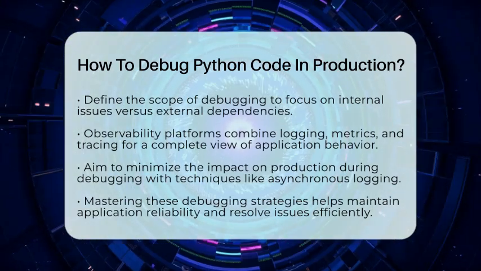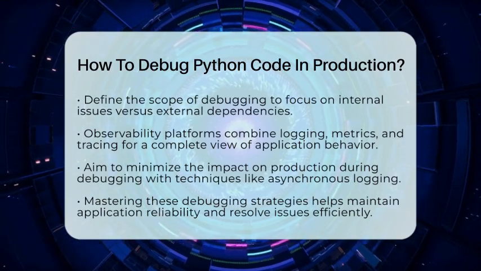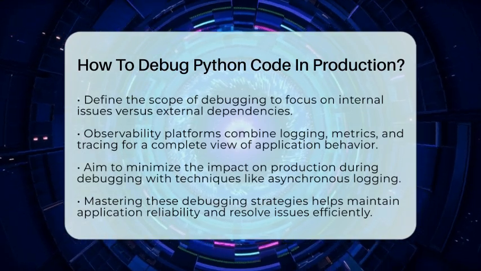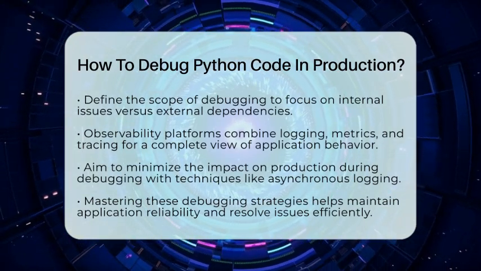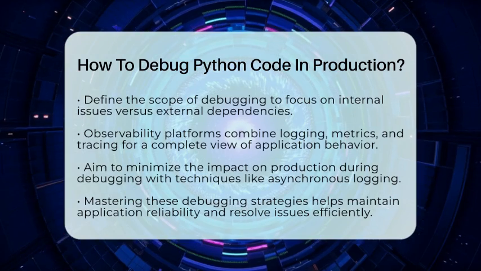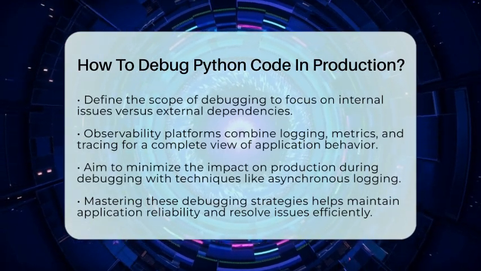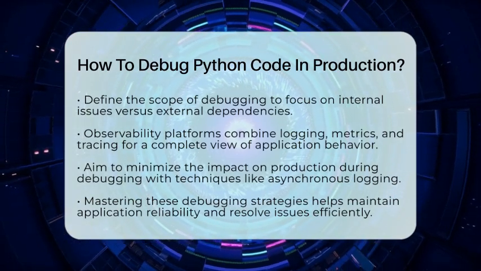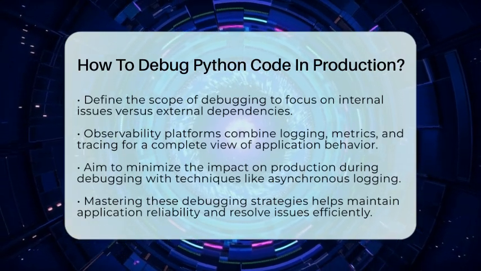Debugging Python code in production requires a mix of proactive testing, strategic logging, real-time monitoring, remote debugging capabilities, and careful analysis of system behavior. By mastering these techniques, you can maintain application reliability and resolve issues quickly when they arise.